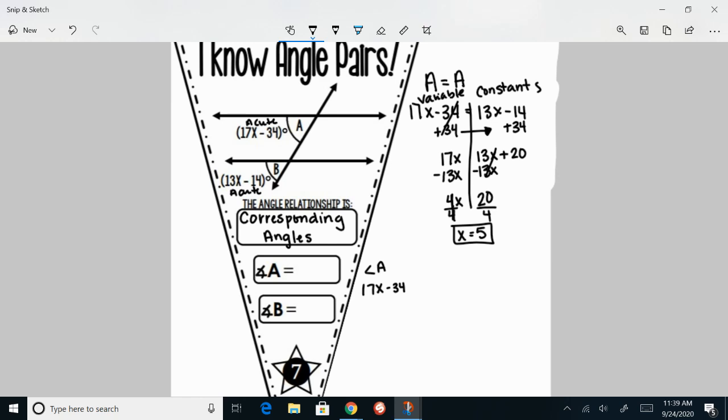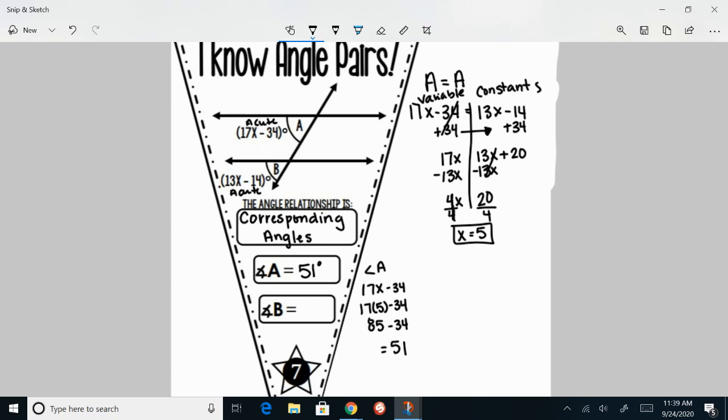So what I am going to do now is substitute that x for what I found. So 17 times 5 minus 34. So 17 times 5 is going to actually be 85 minus 34, and I get 51. So the measure of angle A is 51.